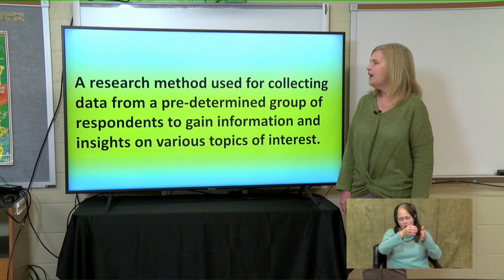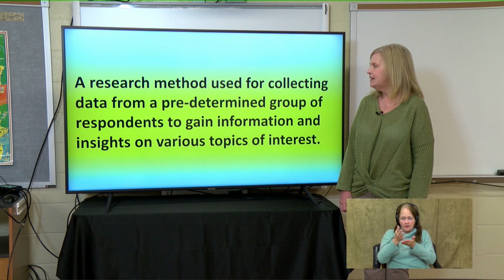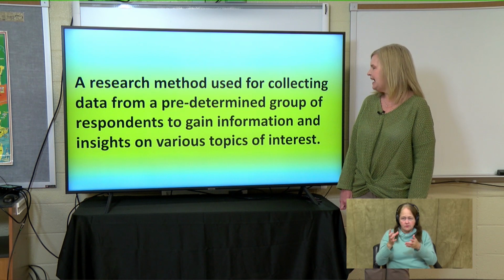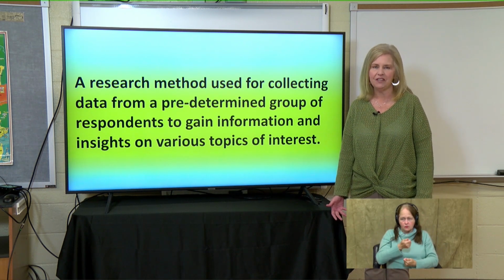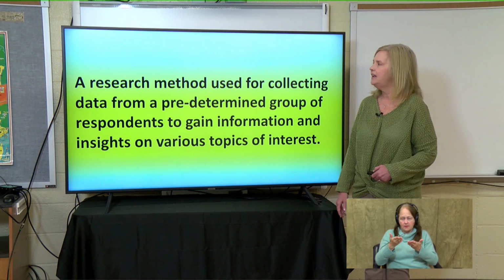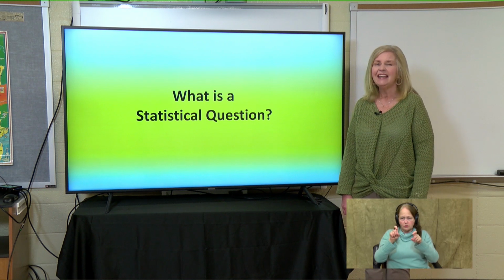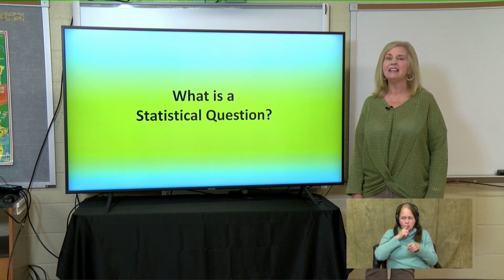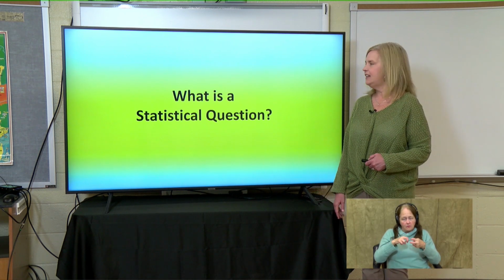So a survey is a research method used for collecting data from a predetermined group of respondents to gain information and insight on various topics of interest. So we're trying to gain data with a survey and find out who likes something the best, or whatever they may be surveying. Now, what is a statistical question? It sounds like a really big, scary word, but it's really not. This is not a difficult thing at all.